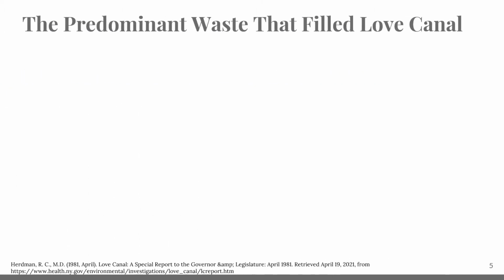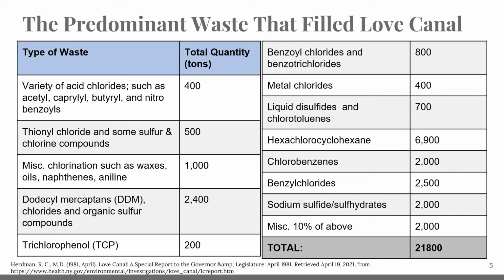The predominant waste that filled Love Canal. This table indicates the estimated amounts of chemical disposed in the Love Canal by the Hooker Company. As stated before, there was about 21,800 tons of toxic waste beneath the community. The U.S. Environmental Protection Agency, also known as EPA, conducted extensive air, water, and soil sampling in homes and yards throughout the Love Canal neighborhood, after elevation of chemicals caused a federal emergency declaration in May 1980. A combination of these chemicals leaked into the community, causing the health effects that we see later on in this presentation.